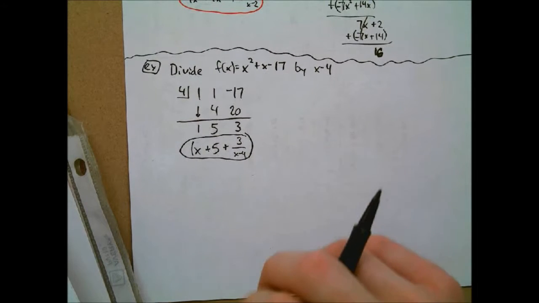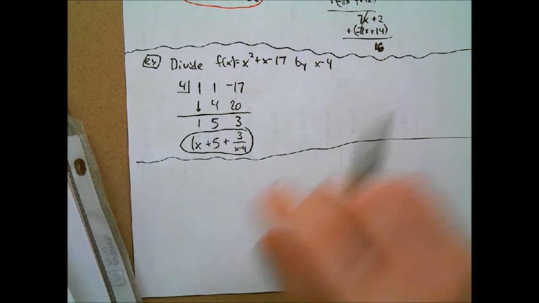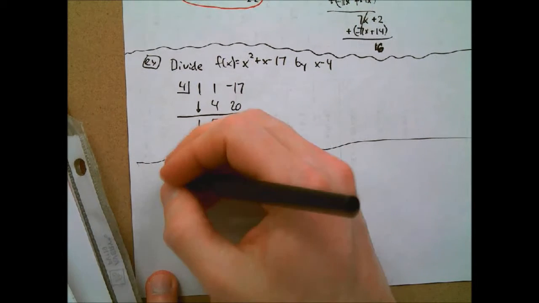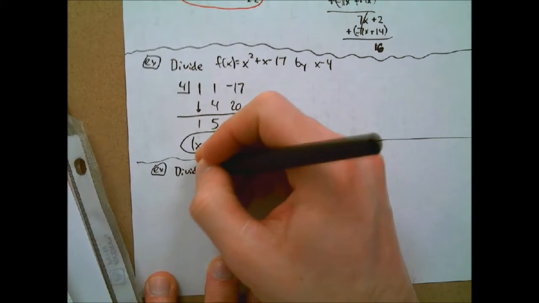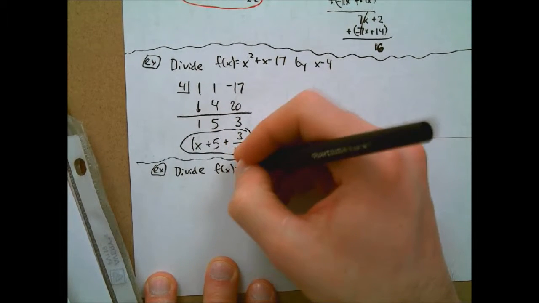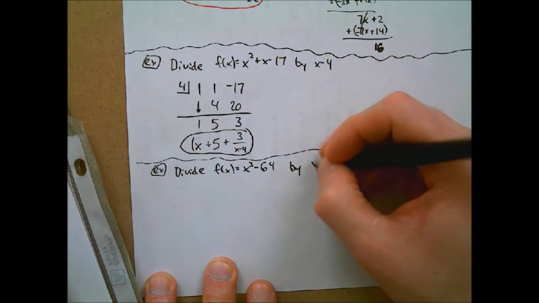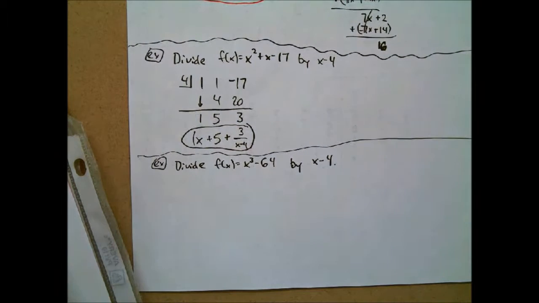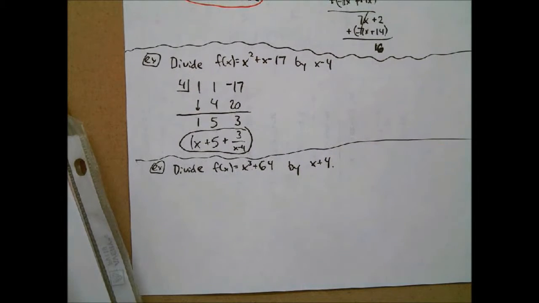All right. Try another one here. One more together, and then I'll have you guys try one on your own, okay? Divide f of x equal to x to the third minus 64 by x minus 4. Actually, I'm going to change this one up. Sorry. We'll make it x cubed plus 64 divided by x plus 4. Just changing the signs there.